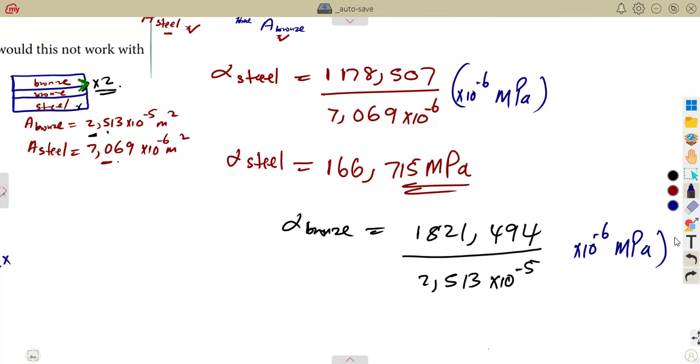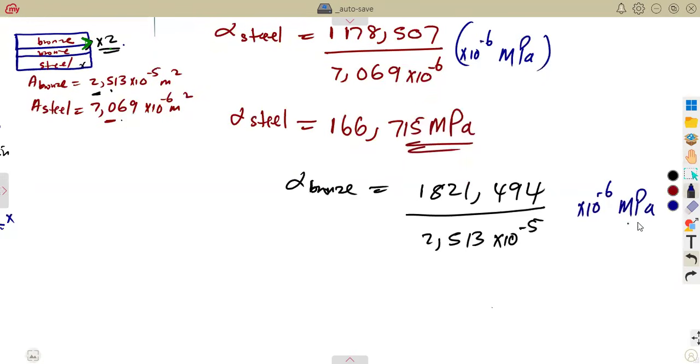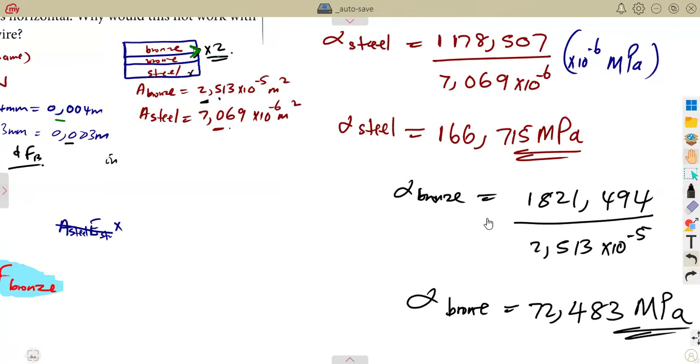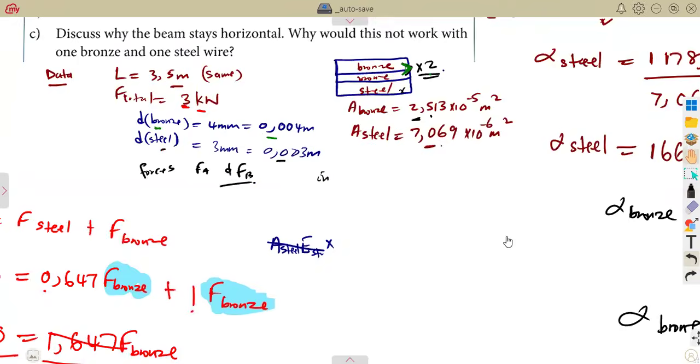So that was the condition. Your answer is now in megapascal. So let's substitute this, calculate, multiply times 10 to the exponent of -6. You're going to get something like 72,483, which is now in what? In the megapascal. So that is, our formulas can be very, very useful. Let's revise as much as we can. All right. Let's move on to another part.